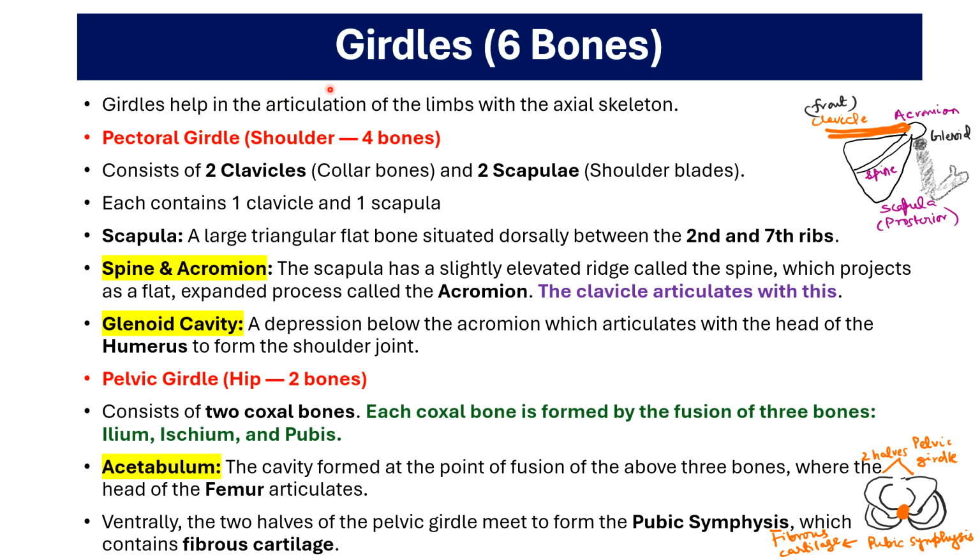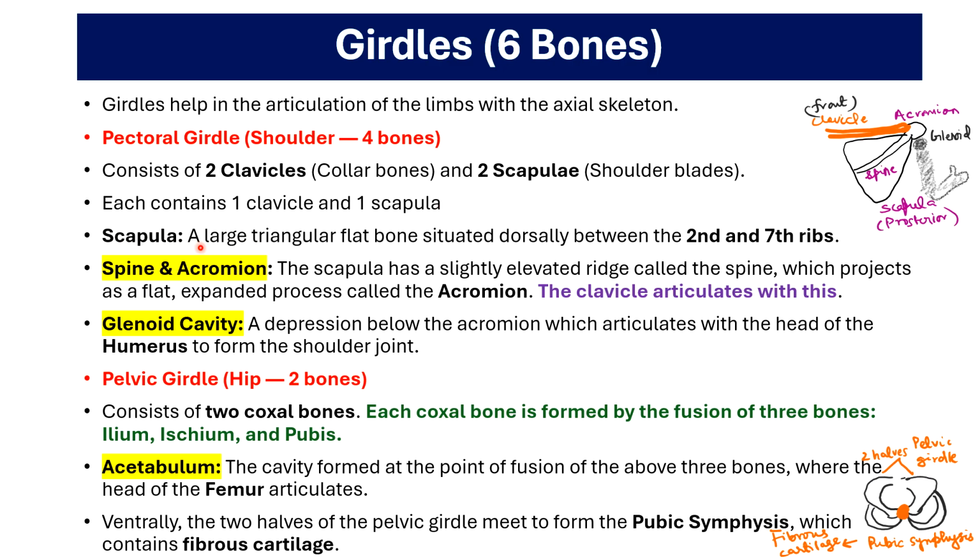Now look at the girdles, that are the bones which help in articulating or joining the limbs with the axial skeleton. The girdles are made up of 6 bones. Now we have the pectoral girdle present in the shoulder region, made up of 4 bones. Now it consists of 2 clavicles or the collarbones and 2 scapulae or the shoulder blades. So 1 clavicle and 1 scapula is present on the right as well as the left side.